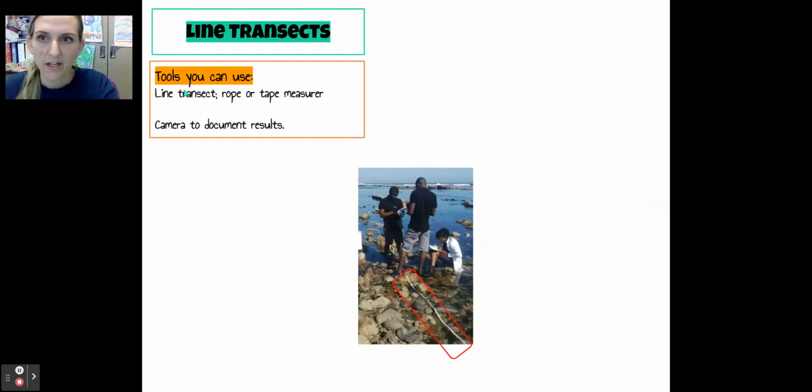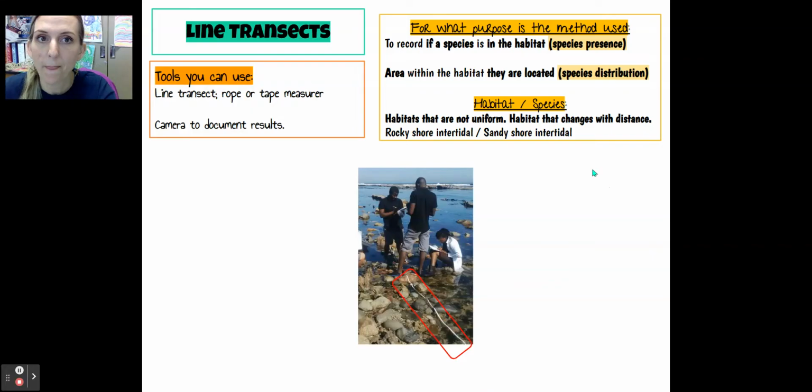Line transect. So for a line transect, use a rope or a tape measure. You could also use a camera to document results, depending on the conditions, if you can't stay out in a field long. This is to record a species' existence.